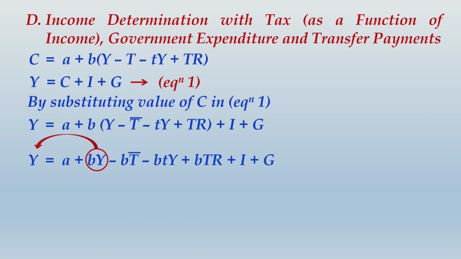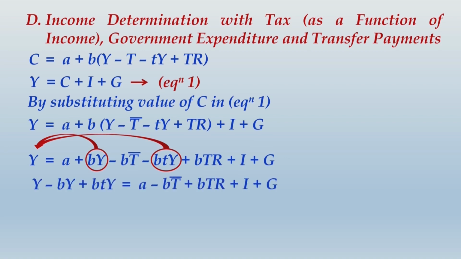B into Y shifted to the left hand side as we generally do always. This time B into T into Y also shifted to the left hand side. So the left hand side will be Y minus B into Y plus B into T into Y, and then what we get in the right hand side is A minus B into T bar plus B into TR plus I plus G.